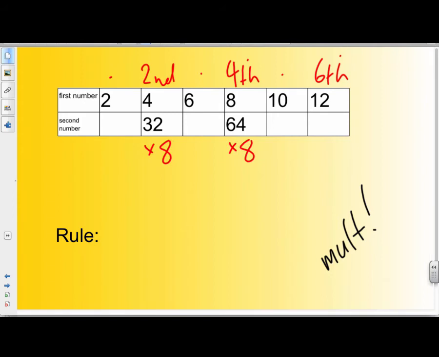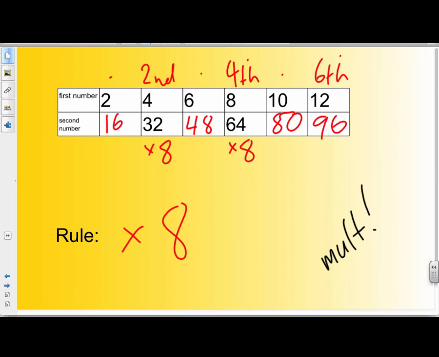That wasn't much, was it? So the rule is times 8. Okay, the rule is times 8. So 2 times 8 is, of course, 16, isn't it? 6 times 8 is, of course, 48. 10 times 8 is 80. 12 times 8 is, oh gee, I've forgotten, 96, I think. 12 times 8 is 96.